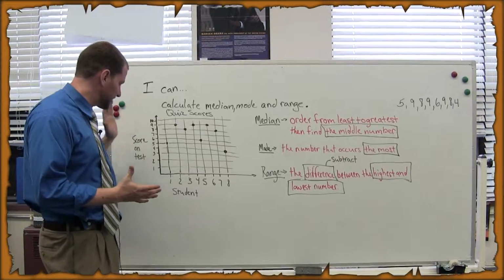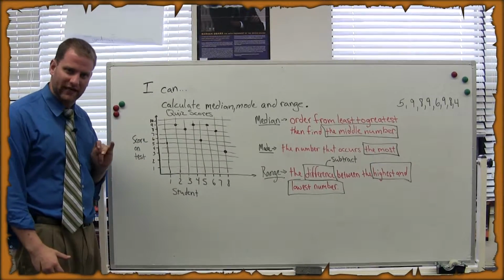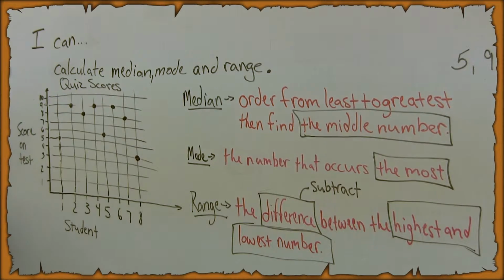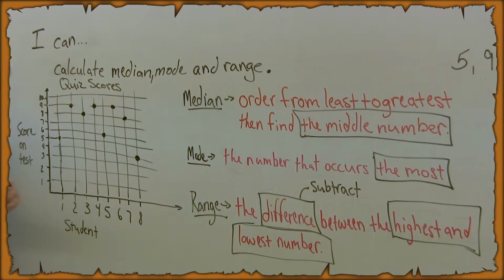We're going to go ahead and take a look at this graph here. From this graph, we can collect our data. The way we're going to do that is we read our title. It's the quiz scores. Down here, we know that this is student 1, 2, 3, 4, and so on. We also have the score on the test. Our data is going to come from that y-axis, the vertical one.